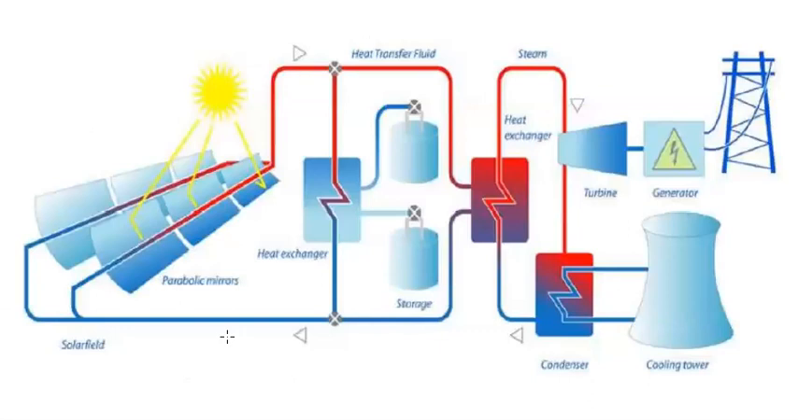This is the total operating diagram of the parabolic trough power plant, and this is a hot tank and this is a cold tank, and this is the heat exchanger. This is the turbine. This turbine operates the generator, and this is a cooling tower. This is a condenser tank.